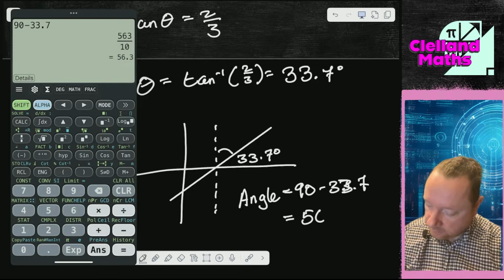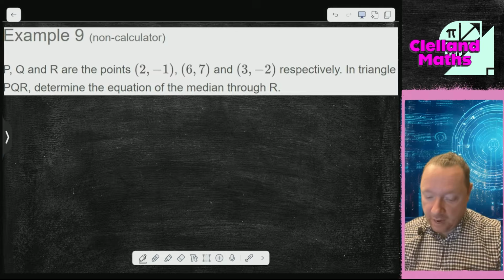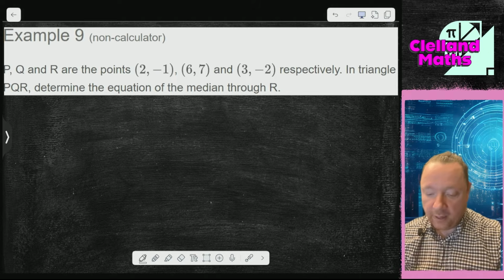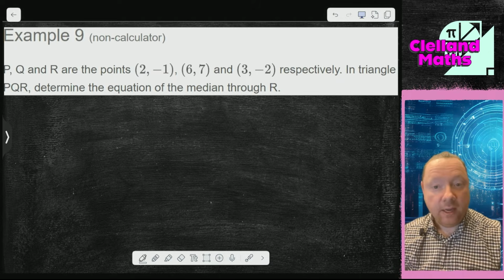56.3 degrees. And we're done there. Example 9, PQR are points 2 minus 1, 6, 7, and 3 minus 2.